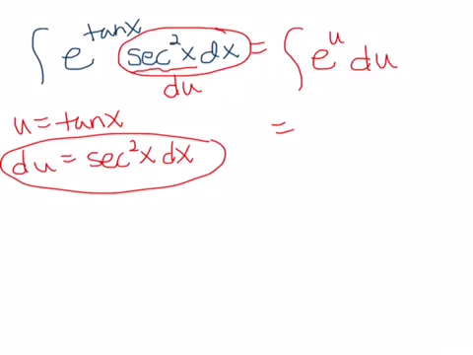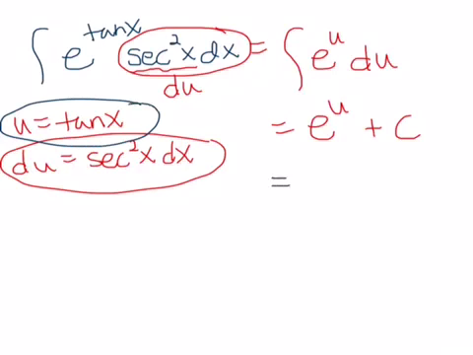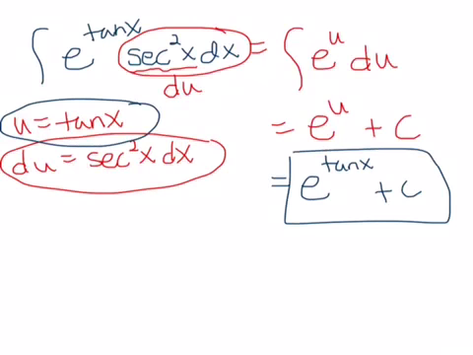So let's integrate. Antiderivative of e to the u. Oh, I love e to the u. Just e to the u. Don't forget the plus c. And then the last step to do, go all the way back to x's. Since u was tangent of x, this integral is e to the tangent x plus c. Finished.